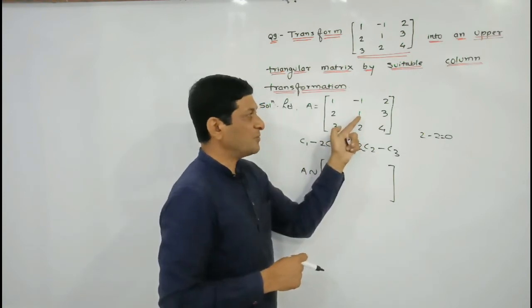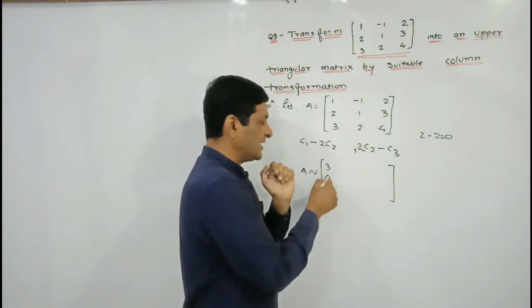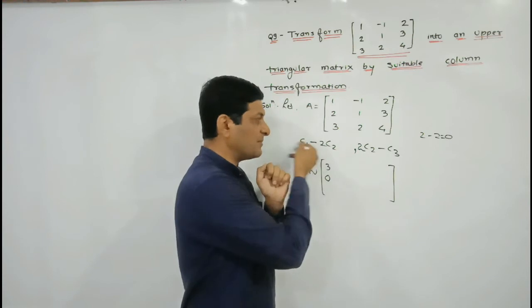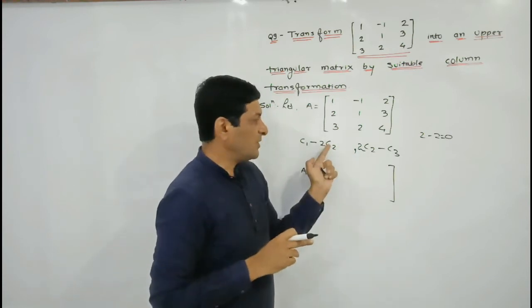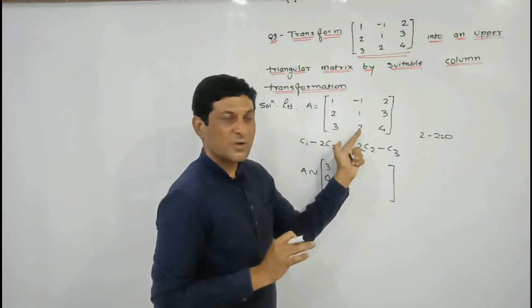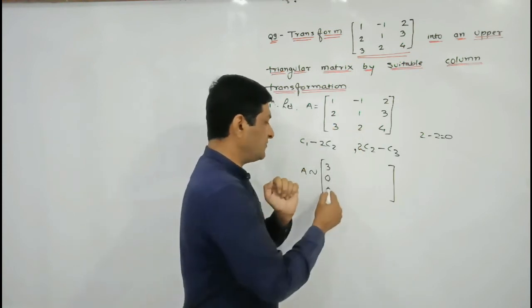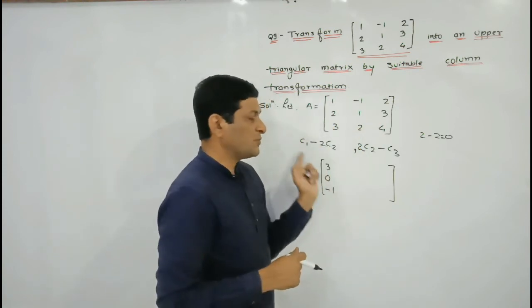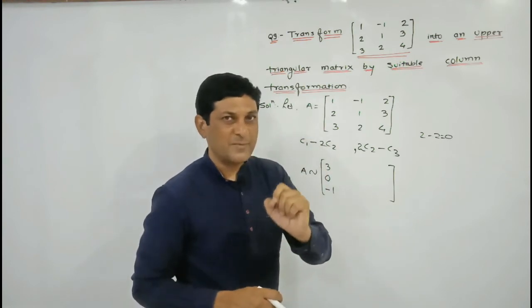Multiply by -2, -2 plus 2 will become 0. We needed 0 here, that is why we have done this operation. Again multiply C2 by what? -2. -2 into 2 is -4. -4 plus 3 will be equal to -1. In this way we have performed this operation on the elements of C1.